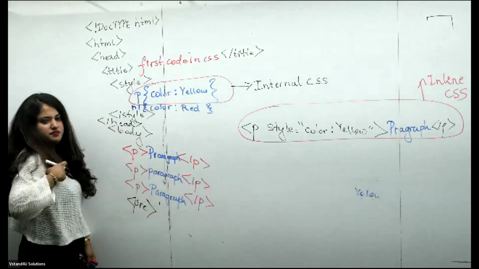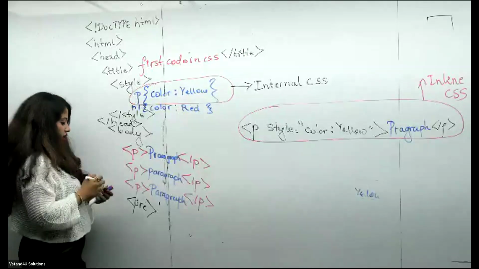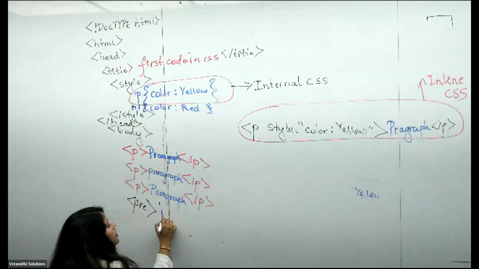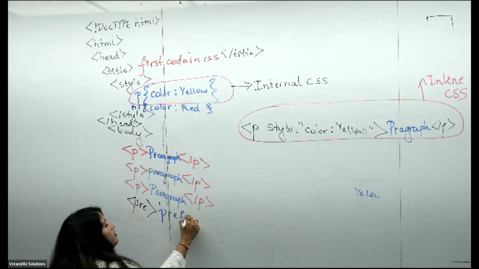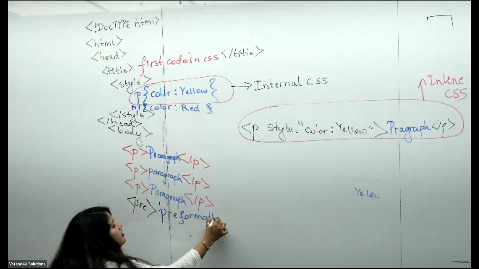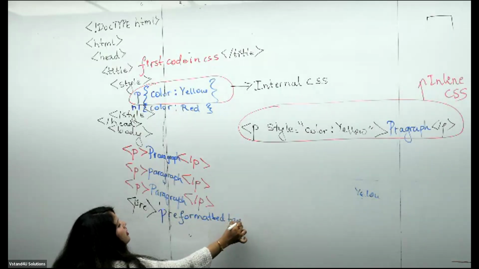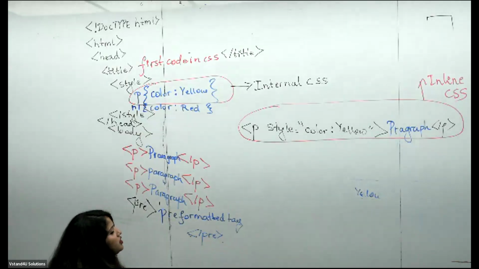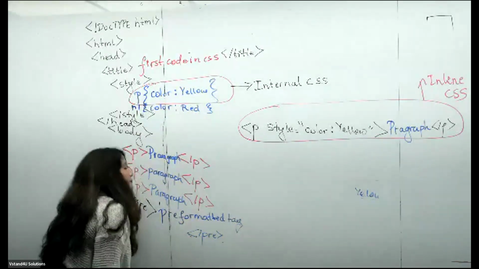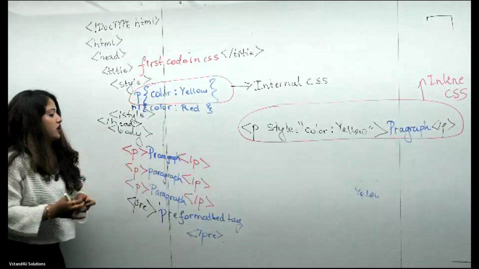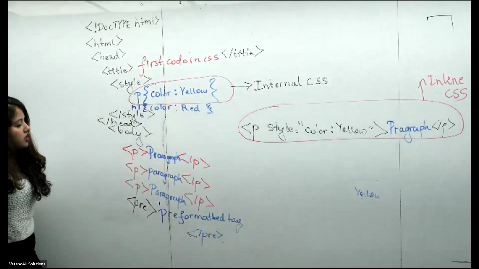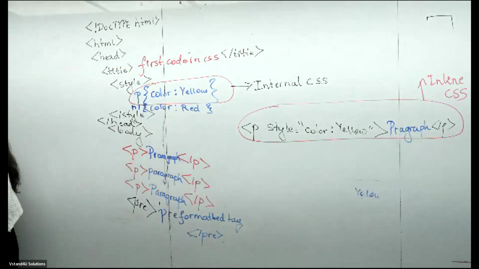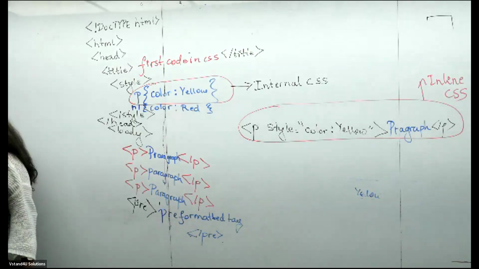What is that? What do you mean by pre tag? Pre tag is nothing but pre-formatted tag. And let me close this pre tag. Correct? Yes. Now, I want to change the color of the pre-formatted tag. How will I do it? By using external CSS, I will do it.